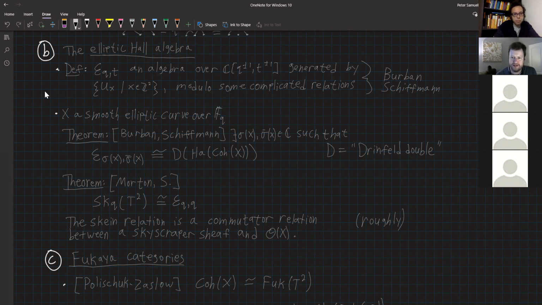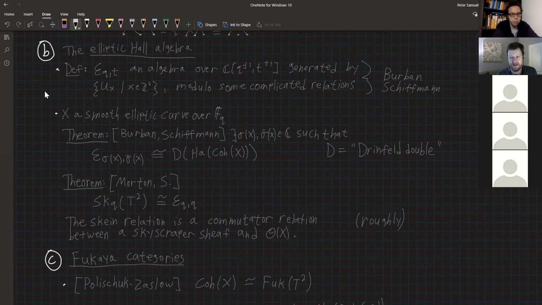So if you take an elliptic curve, you can associate two numbers to it, two complex numbers. These are eigenvalues of the Frobenius operator. And they proved that if you specialize the elliptic Hall algebra that they defined at these two parameter values, then you get the Hall algebra of the elliptic curve. So technically you get the Drinfeld double. There's a way of taking two copies of the Hall algebra and sort of gluing them together.